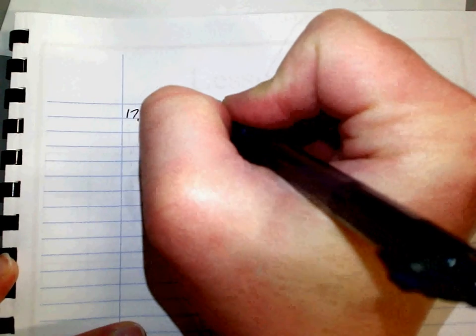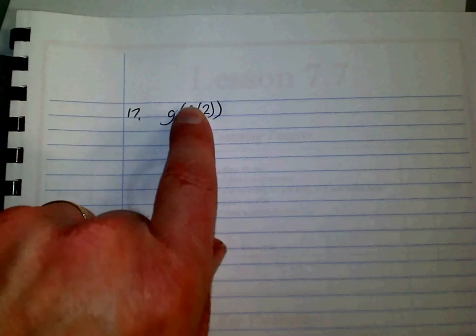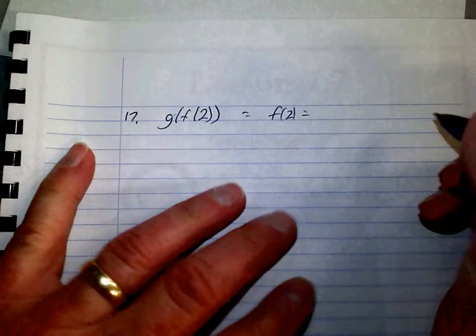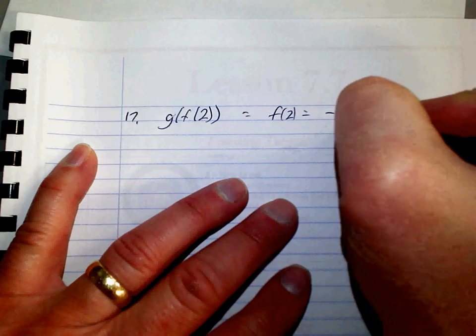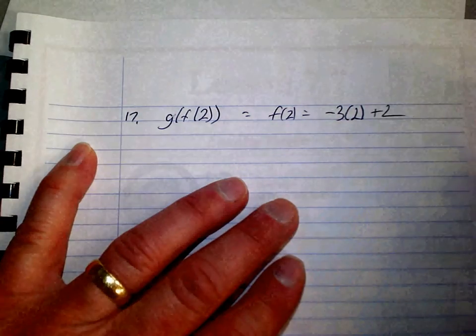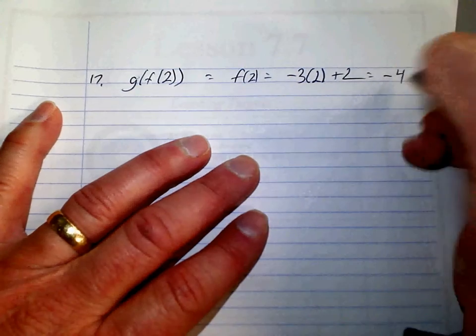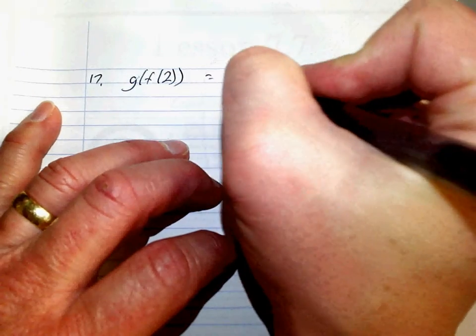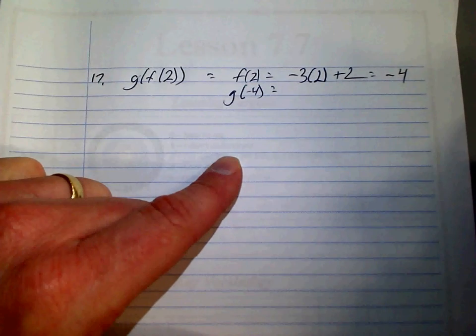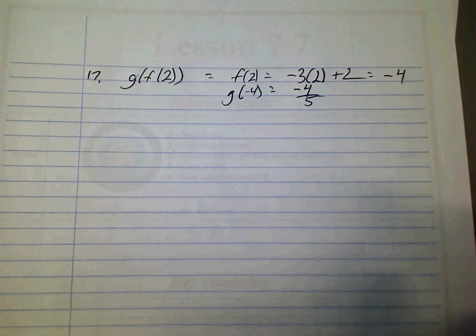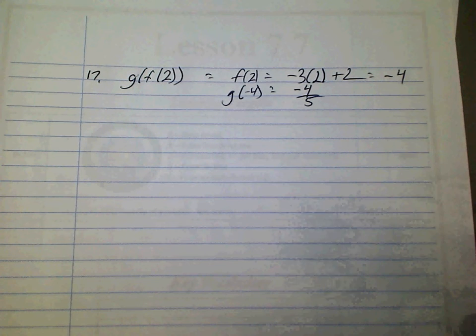17 uses different notation. G of F of 2. That is composite still. 2 goes into F and then into G. So we'll go F of 2, which would be negative 3 times 2 plus 2. What would that give us? Negative 4. So then we got to go G of negative 4. What was G again? Just x over 5. So negative 4 over 5. That'd be your answer, wouldn't it? Good with that? Negative 1.8 or negative 4/5.